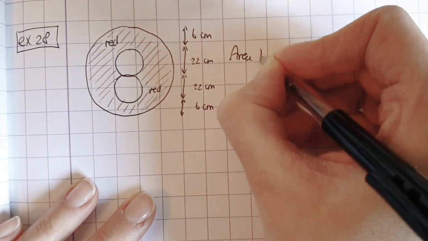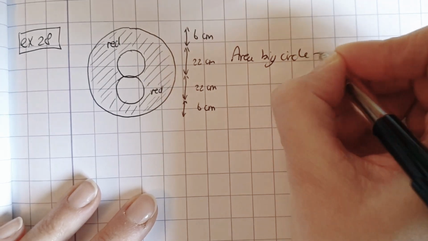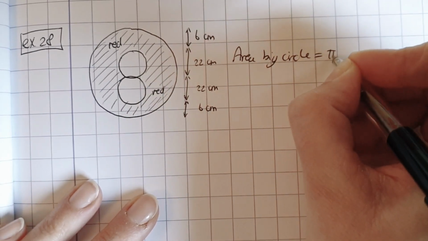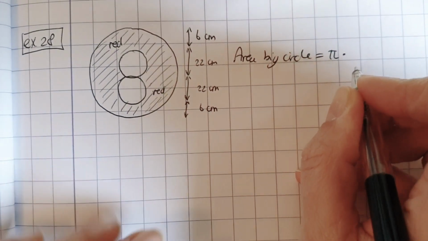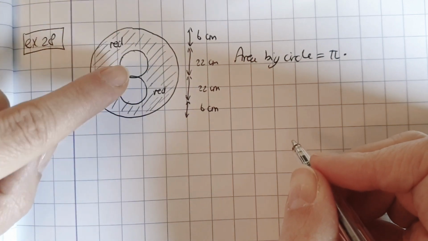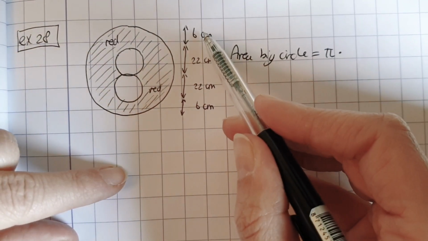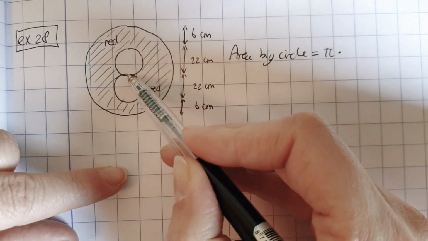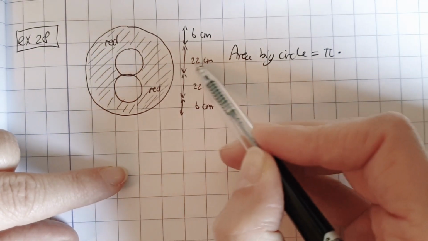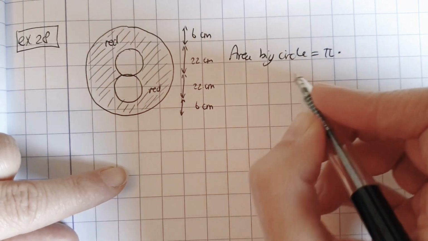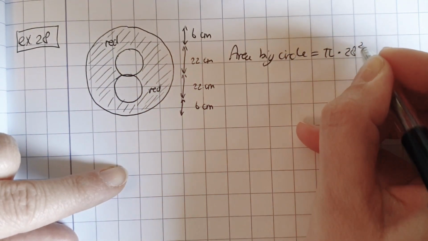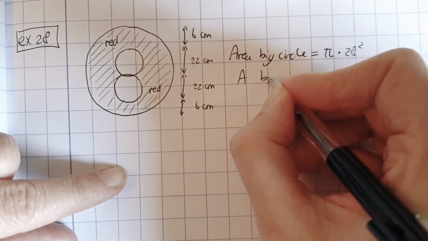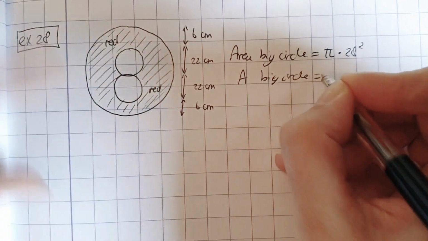The area of the big circle is pi times r squared. Now, what is r here? The radius. Here, this part is 22, 22, and 6. So I believe the radius is in the middle of this big circle. So it's 22 plus 6 is 28. So it's 28 squared. Okay, now calculate it with my calculator.